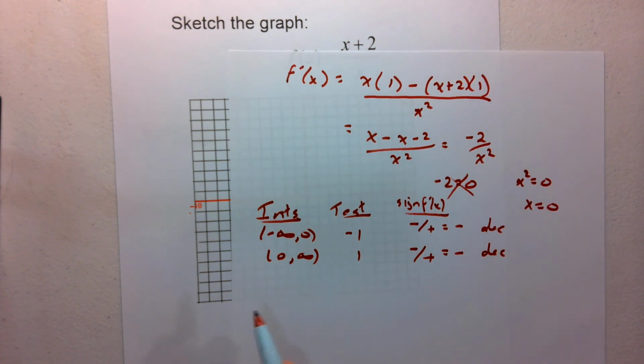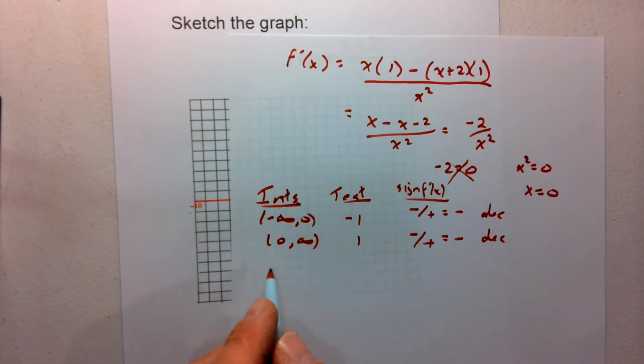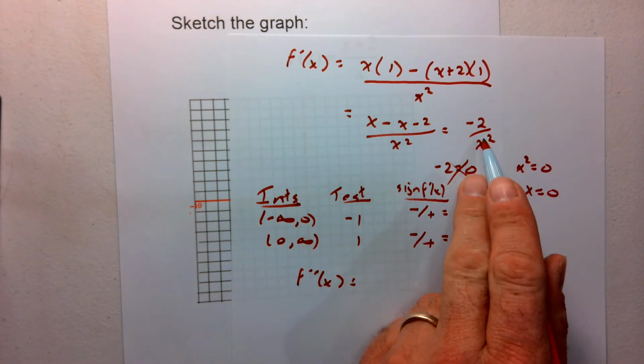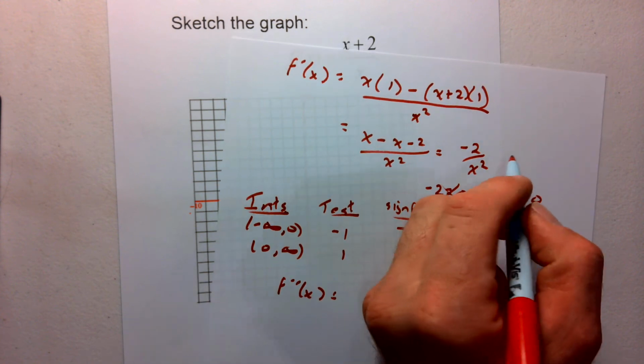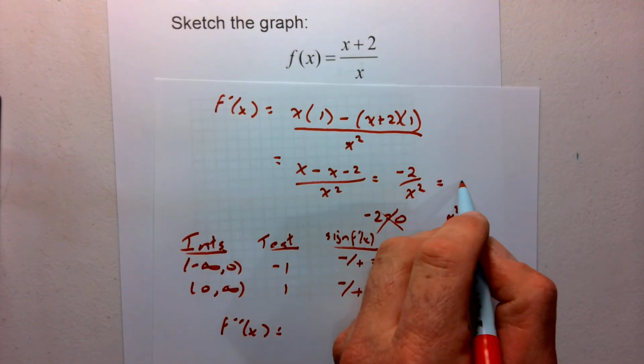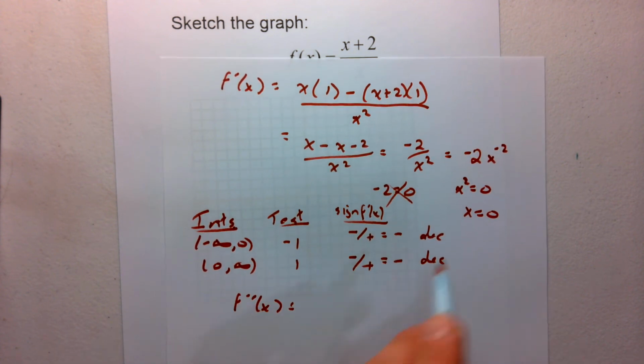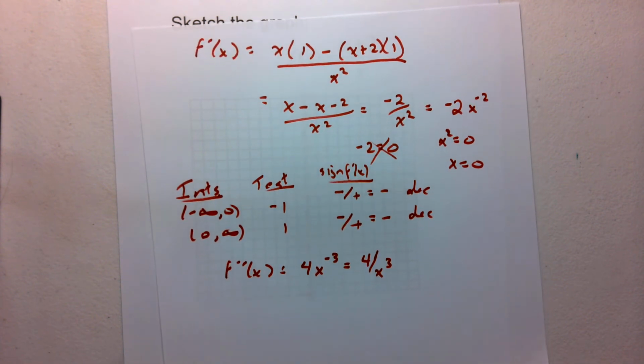We don't have a max or a min at 0. It's just going to be an asymptote. So we can go ahead and do our second derivative. Our second derivative, taking our 2x to the second. To make your life easier, what I would suggest is that we bring that to the top as a negative exponent. So our derivative there is going to be 4x to the negative third, which we can clean up as 4 over x to the third.